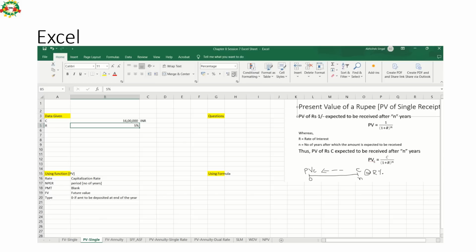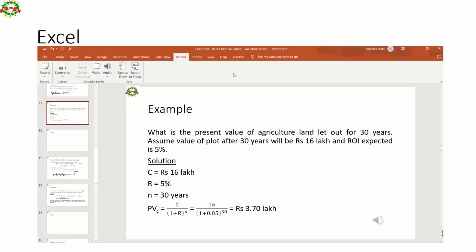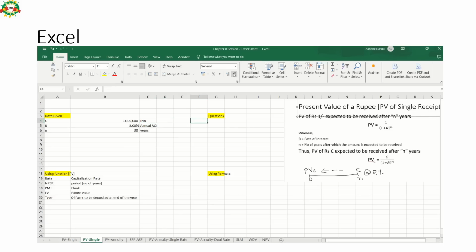5% annual rate of interest, annual ROI. And then the third is the period, N, 30 years. This is the data given. Now, what is to be calculated? PV, the present value. PV is to be calculated.